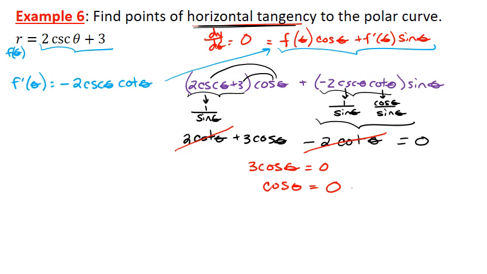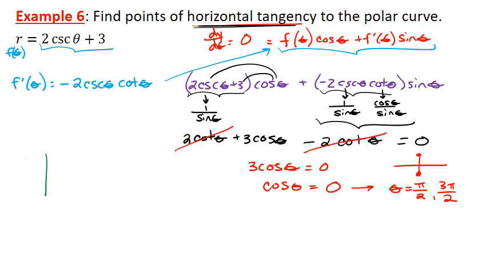Unit circle time. Cosine of theta is equal to 0 here and here, which on our unit circle corresponds to theta values of pi over 2 and 3 pi over 2. So here I have found theta for our points on the polar curve, but now I need to find r.